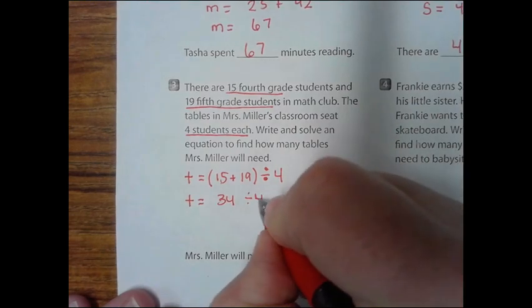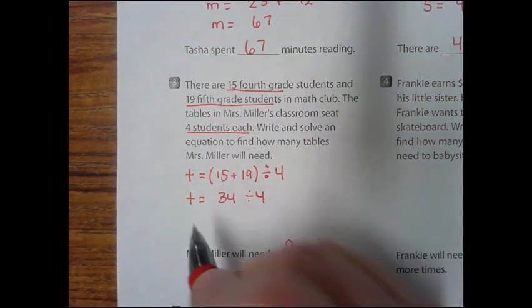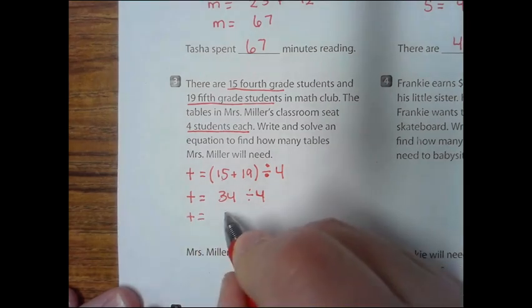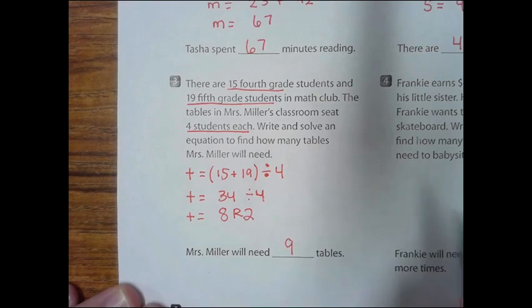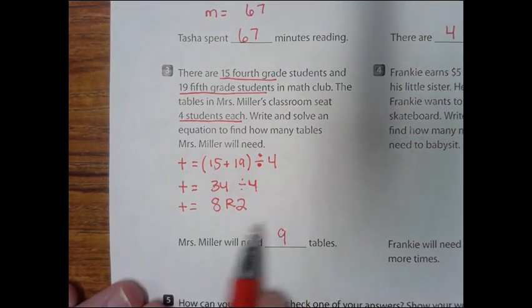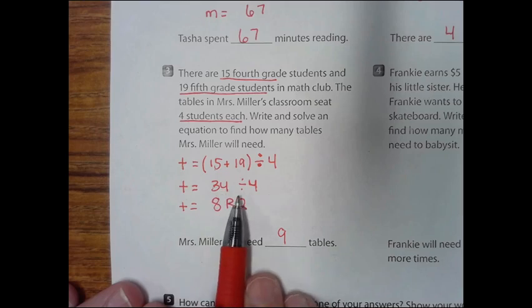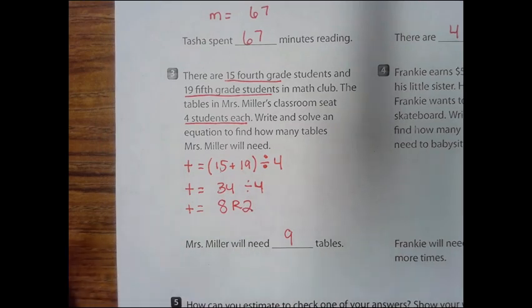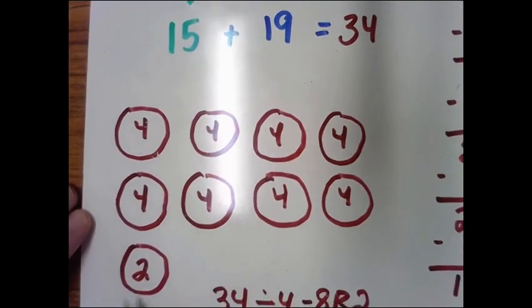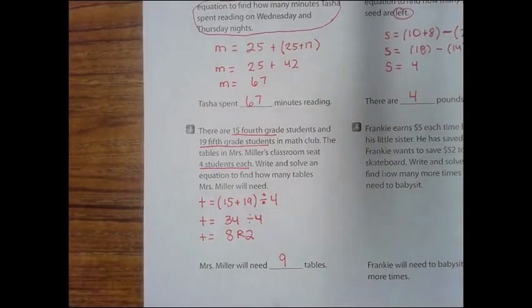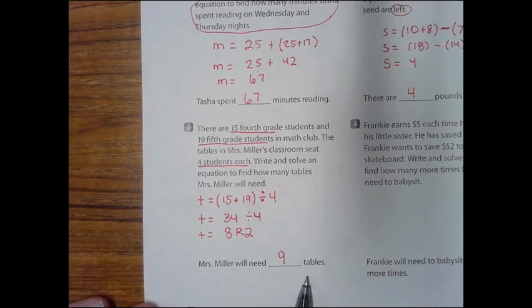Now the answer, when we divided by 4, as you remember, was 8 remainder 2. So when we did 34 divided by 4, we got 8 tables, each having 4 kids at it, and then we had a remainder of 2. But the actual answer is that Mrs. Miller is going to need 9 tables total, because once again, those 2 kids need a table to sit at.